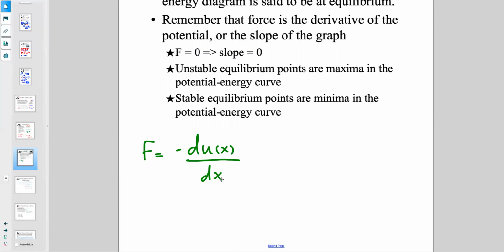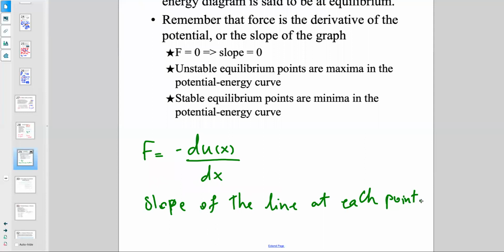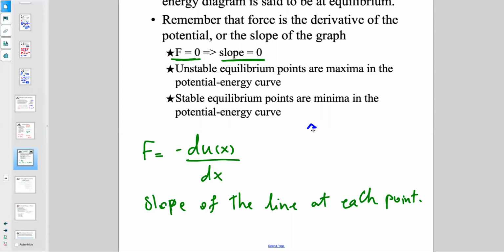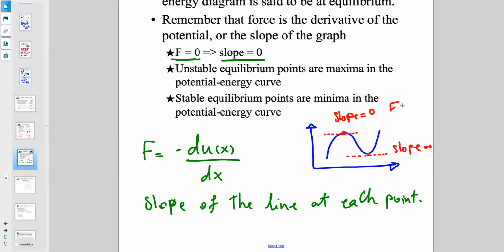Or it is the slope of the line at each point. Okay, so if F is zero, then the slope is zero. And F is only zero, or the slope is only zero, at the maximum or minimum. Okay, so in other words, if I have a point like this, the slope is zero only at this point. So the slope is only zero here, and the slope is only zero here. So that means the force is zero here, and the force is zero here, because this derivative is zero. Okay, so these are called the equilibrium points.